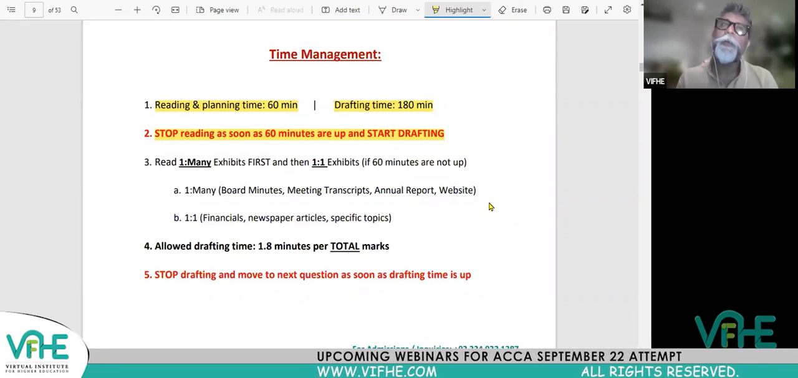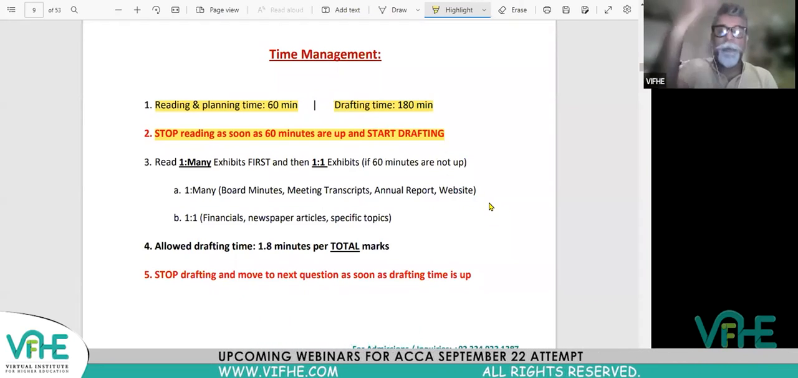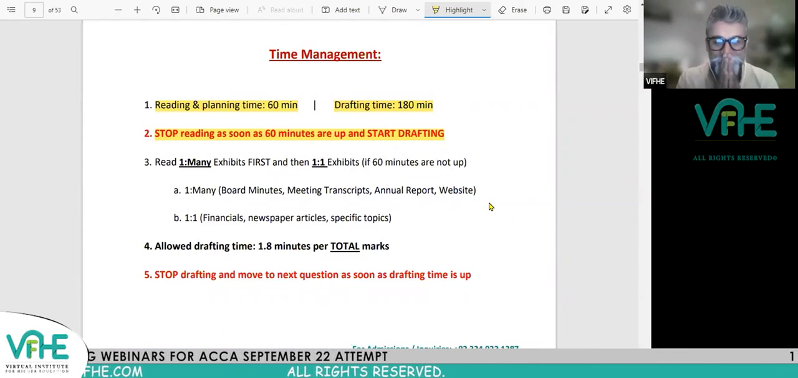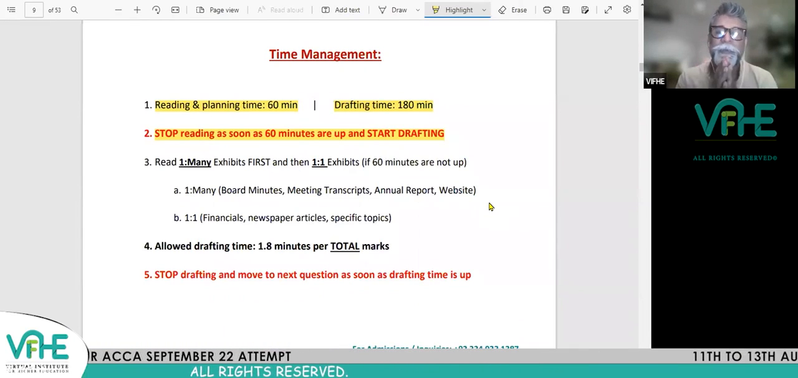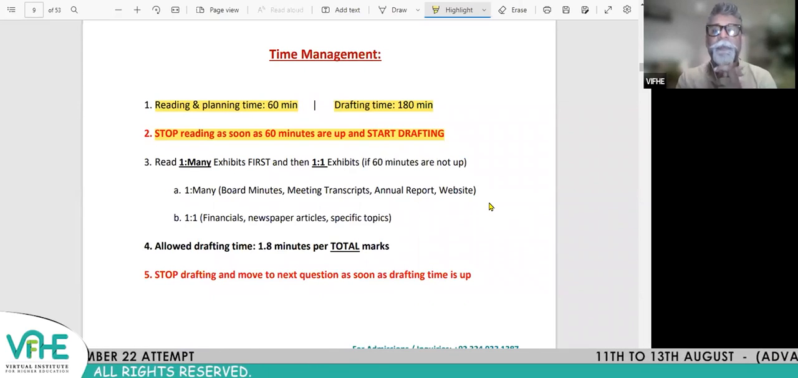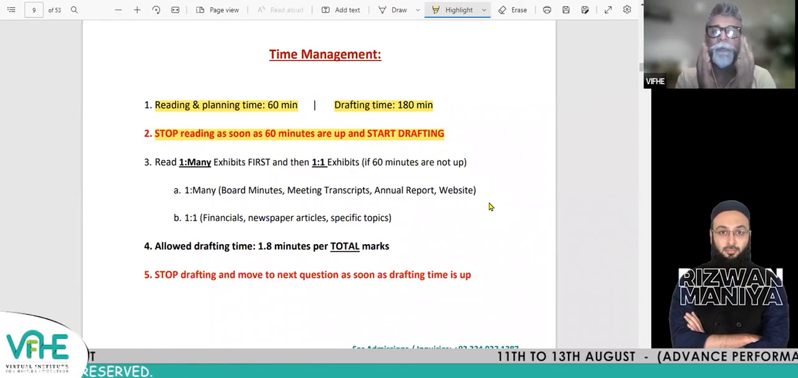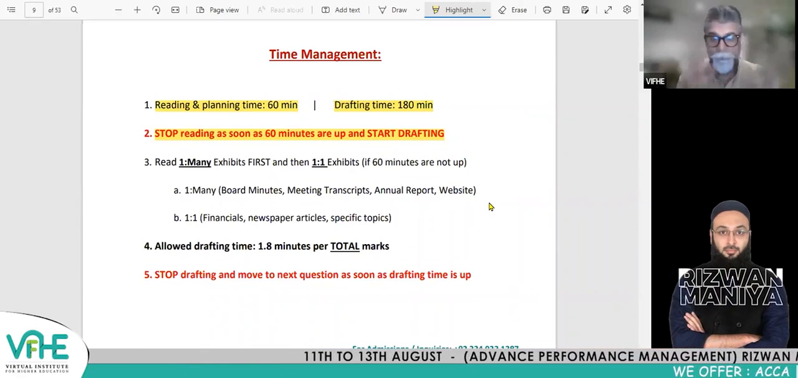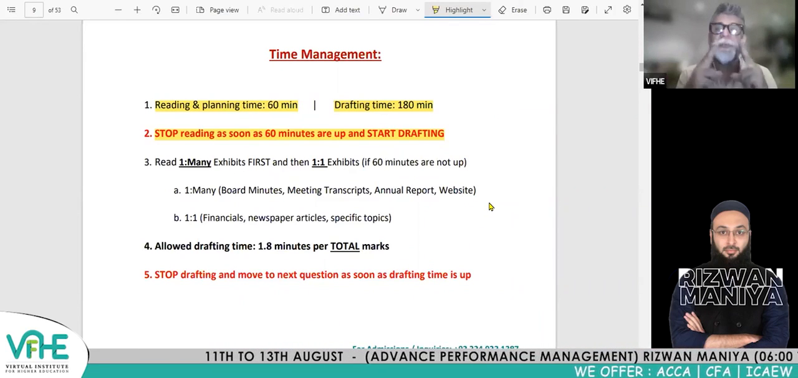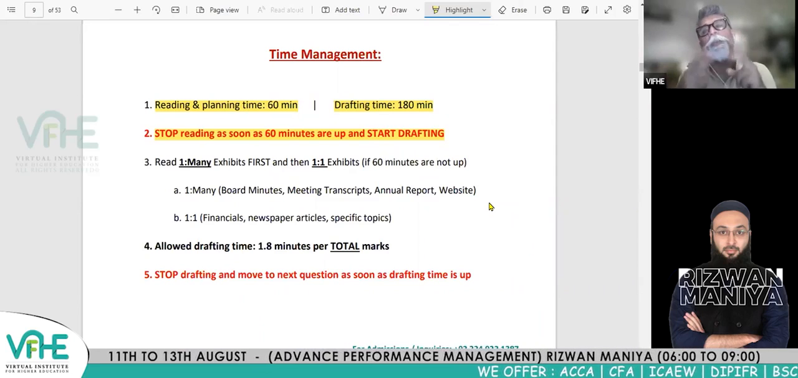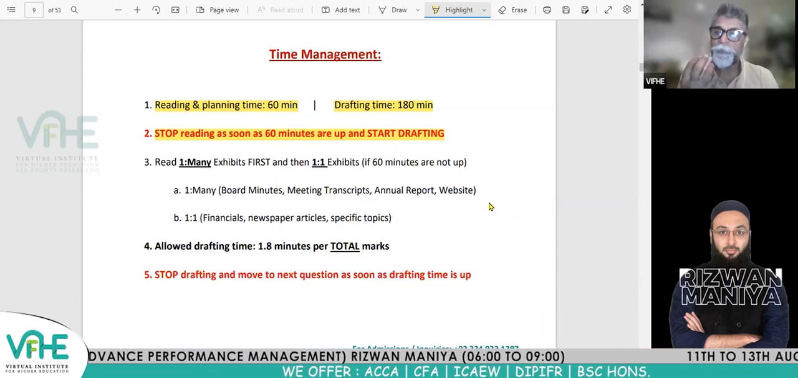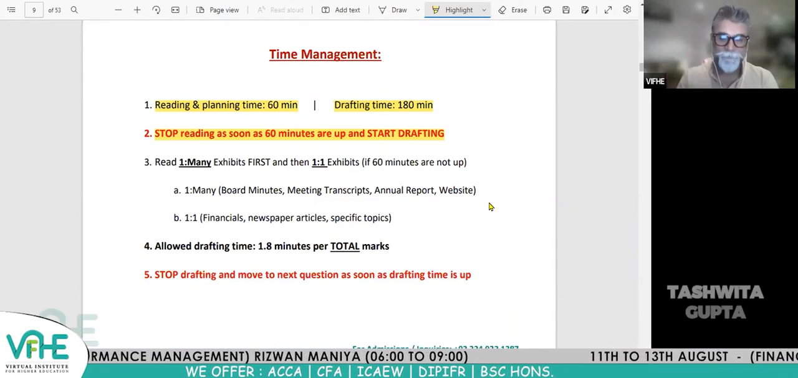What do I mean by 1:1 exhibit? Yes, so a 1:1 exhibit simply means that it is a very specific exhibit and it will be used in one question only, 1:1. So it is a restricted exhibit, meaning that the information in that exhibit only pertains to one particular question.